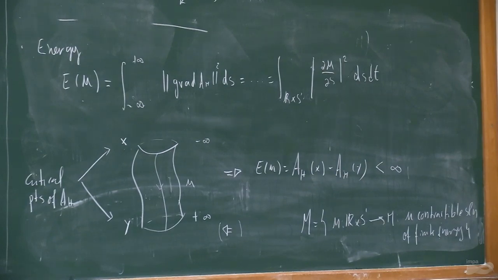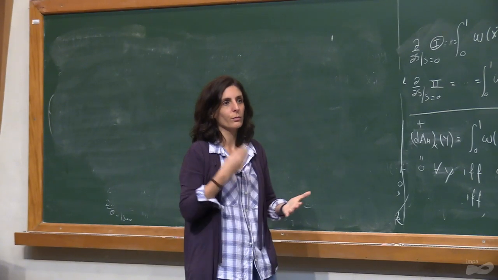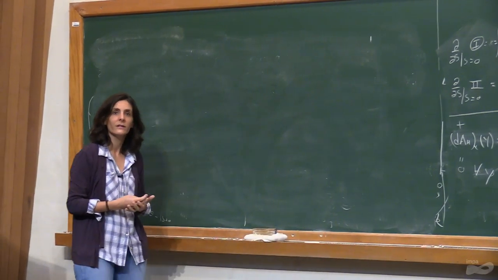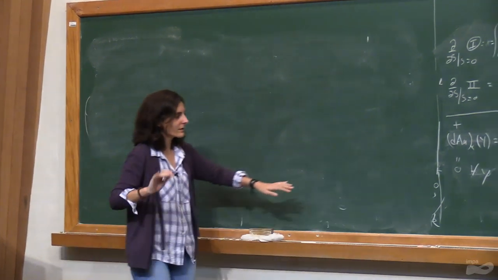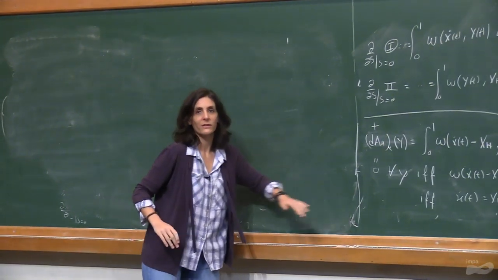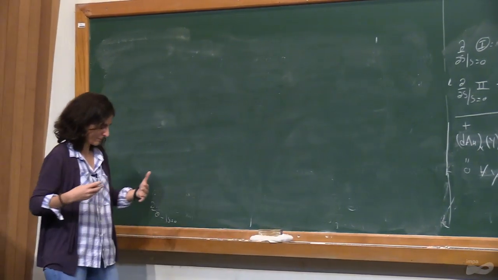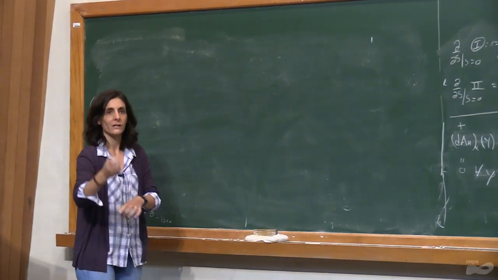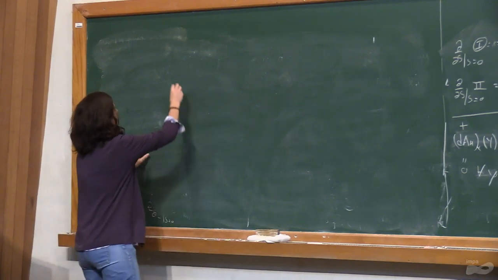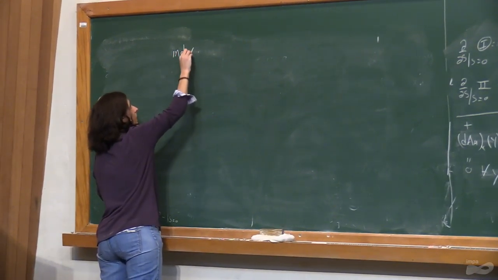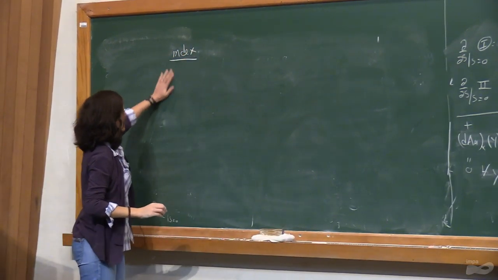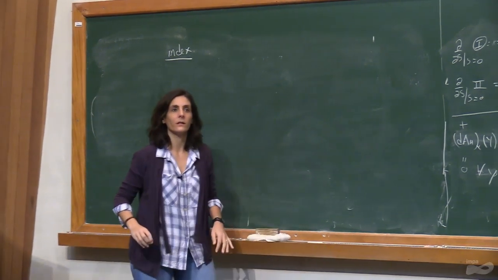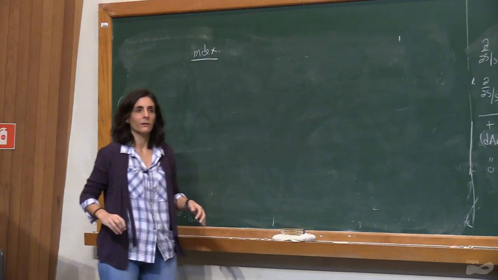Traditionally, the Maslov index is defined for a loop on the Grassmannian of Lagrangian submanifolds, but I'm not going to tell you about this Lagrangian version, let me put it this way, of the Maslov index. So let me just tell you something about this index in the case of symplectic matrices.